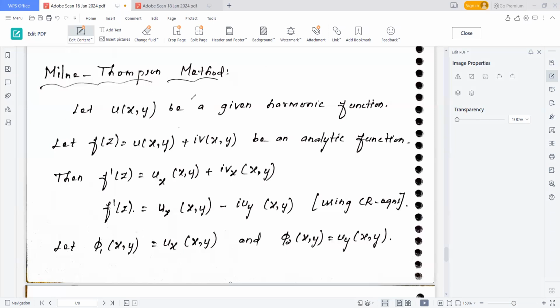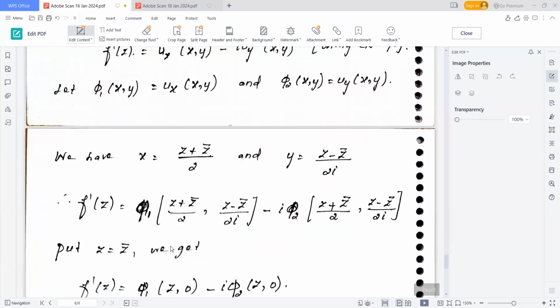So far, what we have done is, they have given a harmonic function u, and then we take f of z as the analytic function which we are going to find. Then the derivative of f of z can be written as ux plus ivx. In the place of ivx, by using the CR equation, we replace vx by minus uy. Now we are taking ux of x comma y as phi1 of x comma y and uy of x comma y as phi2 of x comma y.